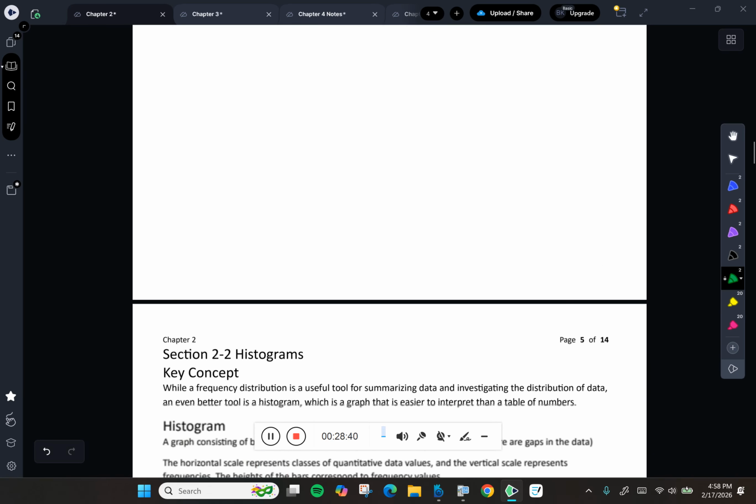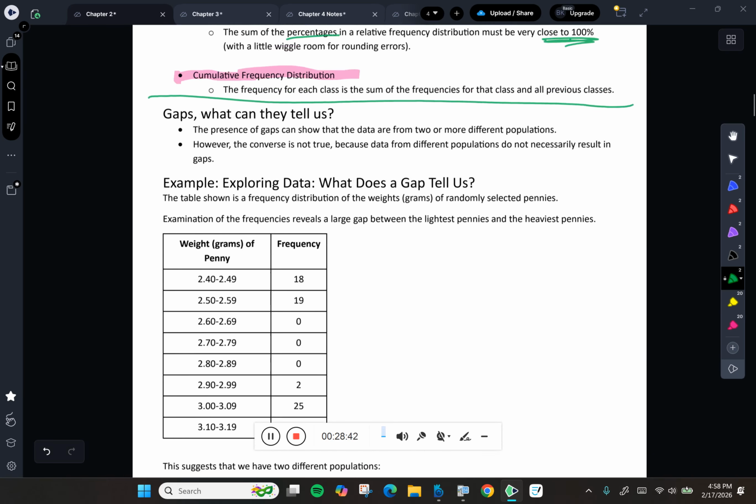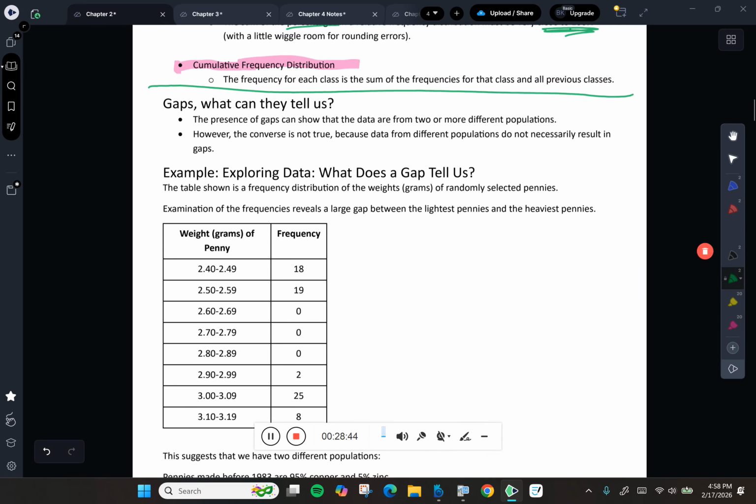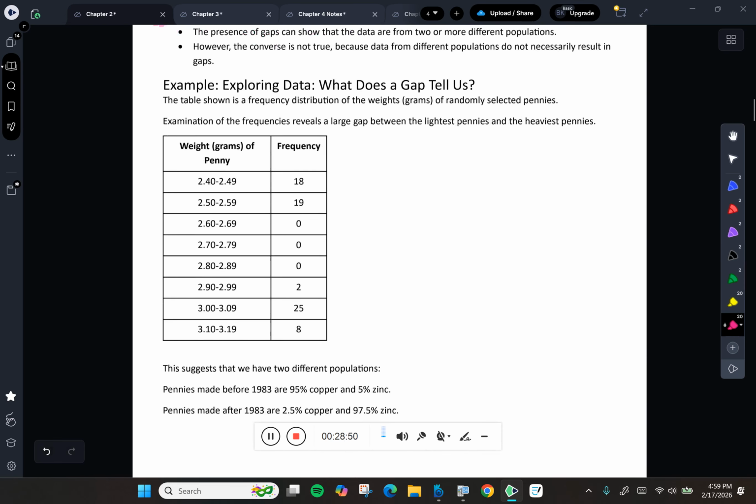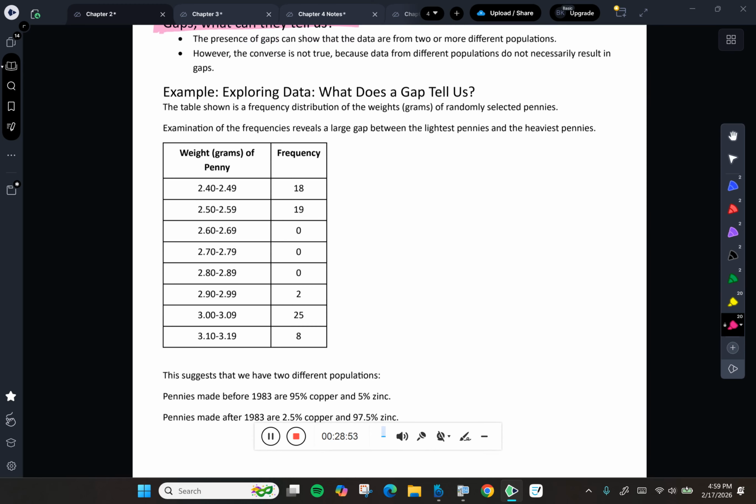We only have a little bit more to do, so let's just finish this up on this one. Okay, gaps. What can a gap tell us? Well, the presence of a gap could say there's something going on with the data. So let's look at this frequency distribution down here, where we have the weights of a penny and the frequency.